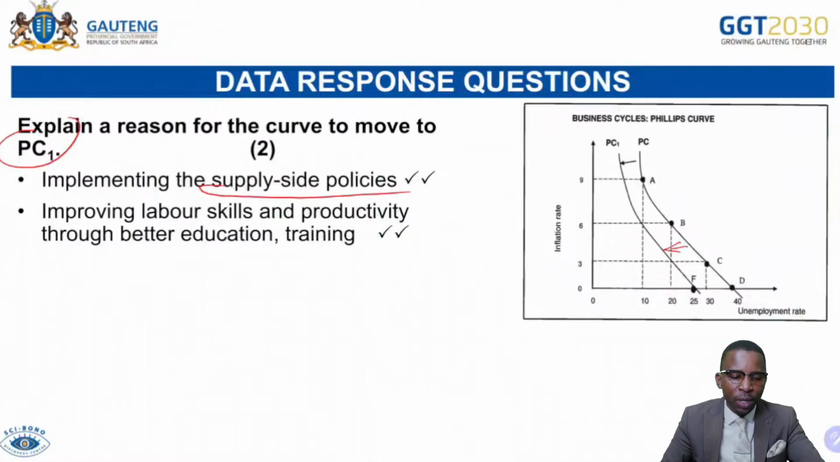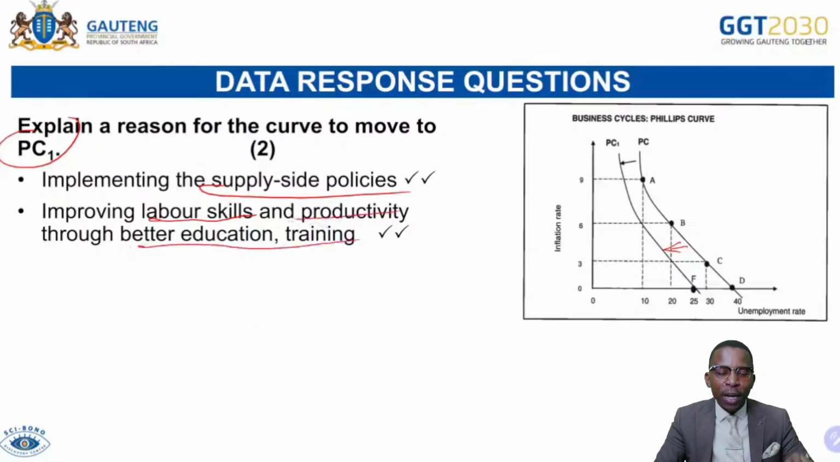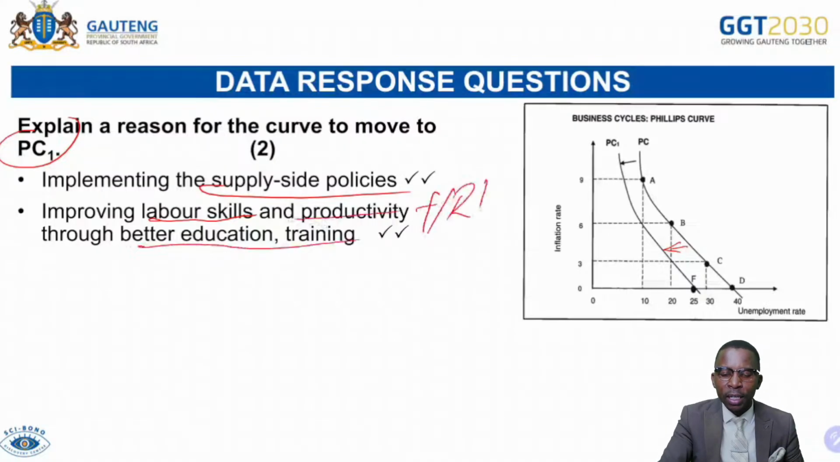Implementation of the supply side policies, improving labor skills and productivity through better education and training, improving human resource development. Human resource development being improved will always shift the supply side policy curve from the left to the right.